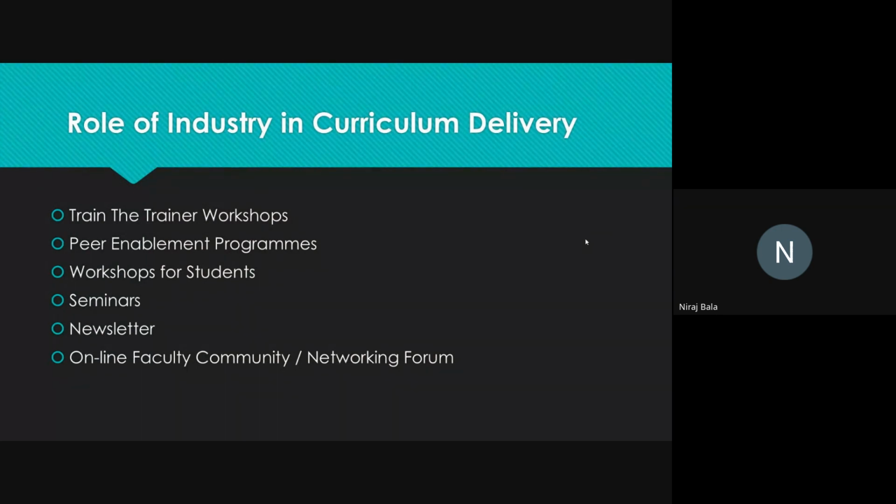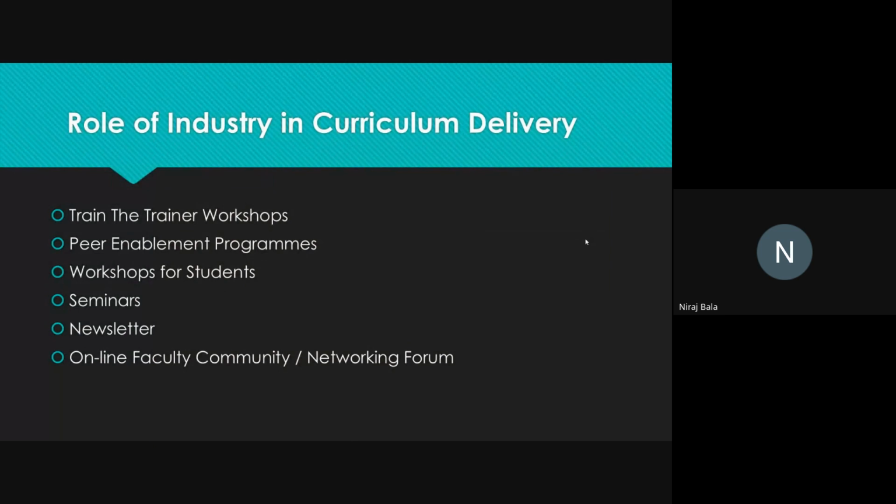Now these faculty, when they go back to their own institutes, can help in peer enablement programs. Peer enablement programs means, if two faculty members have got training from the industry, they can further train their peers, their fellow faculty members, and they can further give the training to the other faculty members, which is known as peer enablement programs.